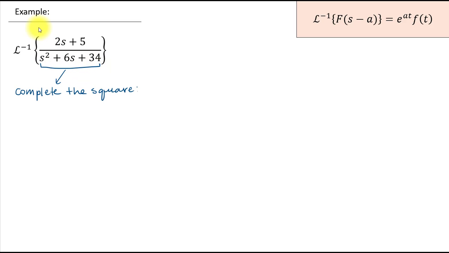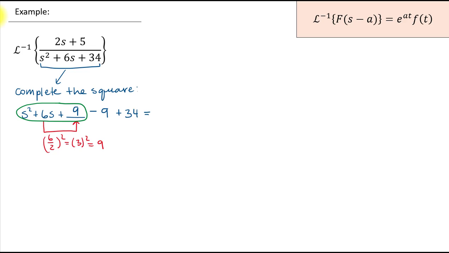So to complete the square, I'm going to write s squared plus 6s. Then I have to think what number to add here that creates a perfect square trinomial. Remember, it's always half of the middle coefficient squared. So 6 divided by 2 squared, that's 3 squared, that's 9. I have to put 9 here, but then as I add this extra number, I'm going to subtract it, so that in fact I'm not really changing my original expression, and I still have plus 34.